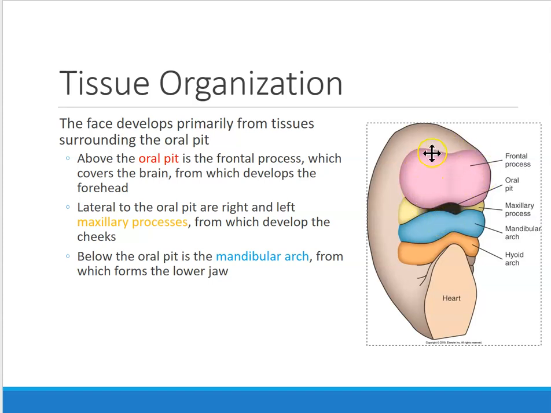On top of the oral pit, we see the frontal process, the frontal for the forehead. So this is where the forehead will develop. This over here in yellow is the maxillary process. So maxillary is the upper jaw. There's one on each side. And then we have the mandibular arch, which is the lower jaw. So all this comes from the first arch. Remember we were looking at pharyngeal arches last time. So this is from the first arch, the mandibular arch. And this is from the second, or the hyoid arch.